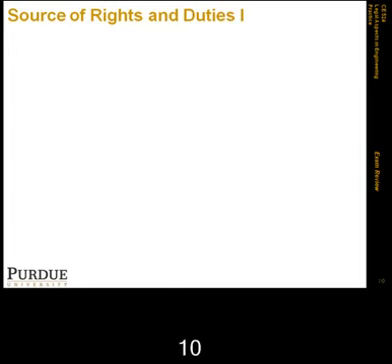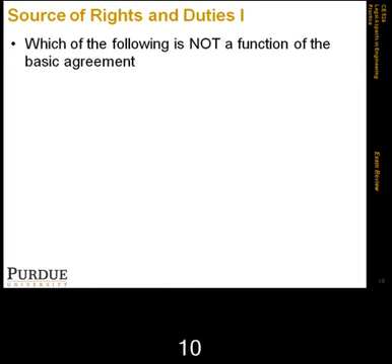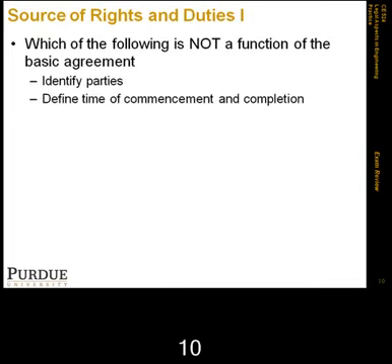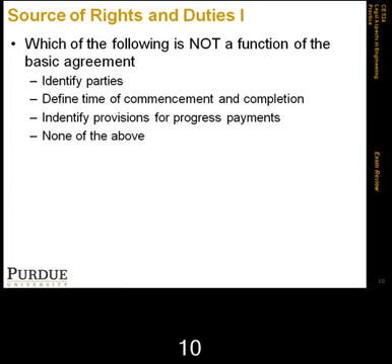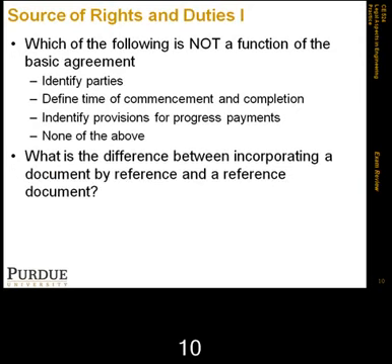Okay guys, so the question we had here, basically this is a multiple choice question. Which of the following is not a function of the basic agreement? Identify parties, define the time of commencement and completion, identify provisions for the progress of payments, or none of the above. So the answer is obviously none of the above.